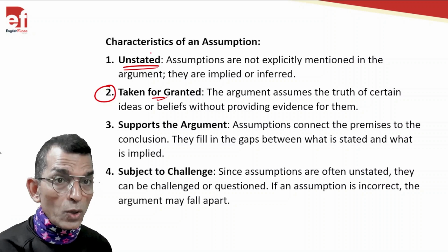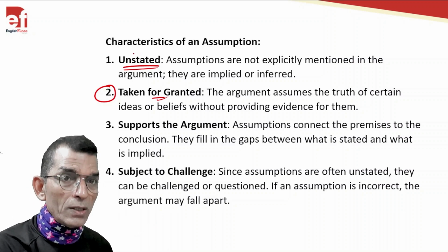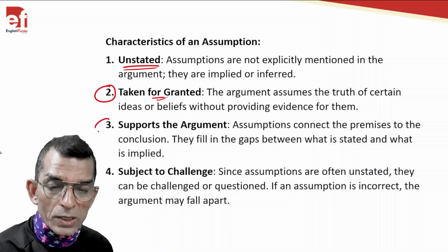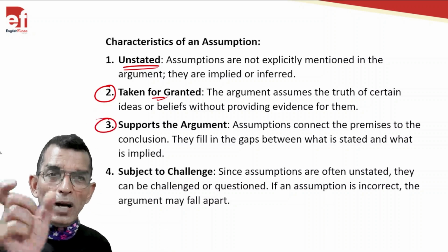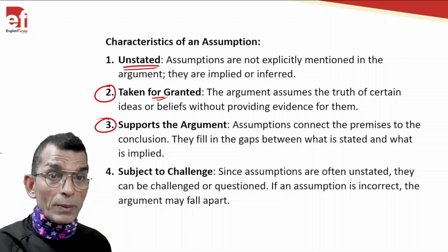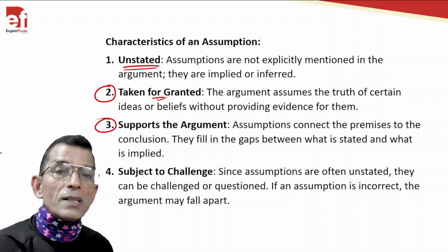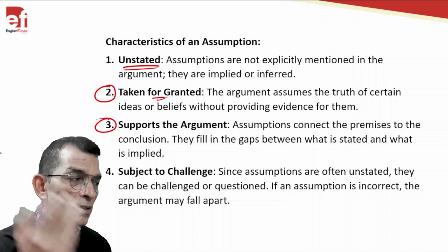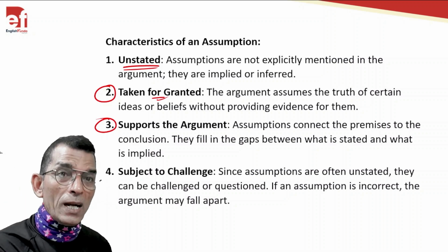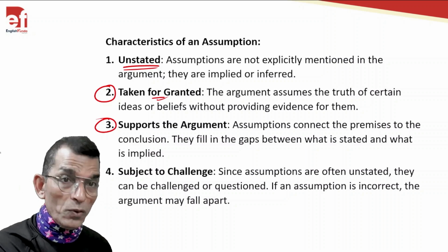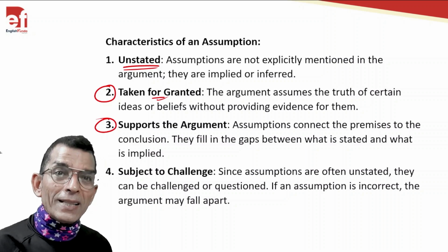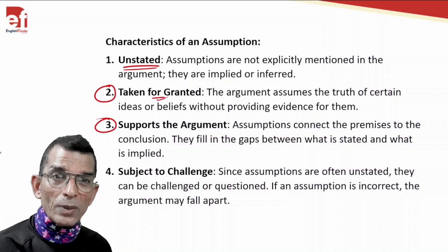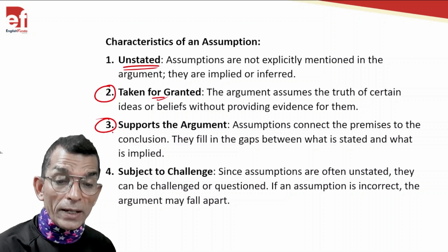So an assumption is always a reason for the conclusion, but it is unstated. Then it supports the argument. Of course it should. Okay. A premise which is related to the given premises and the conclusion is the correct assumption. I cannot have a reason that will not help me reach the conclusion. I cannot have any reason for your mother asking you to take the umbrella, and the reason is unrelated to taking the umbrella. Cannot be like that. Okay. So it will support the argument.